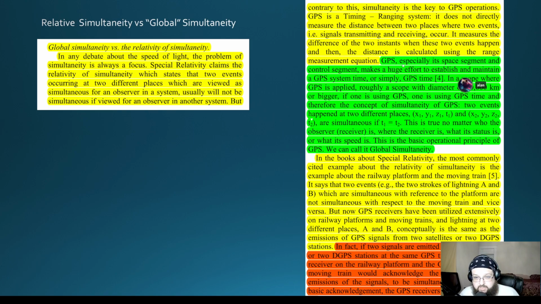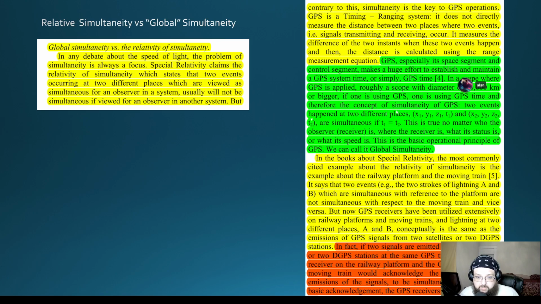GPS, especially its space segment and control segment, make a huge effort to establish and maintain GPS system time, or simply GPS time, in a scope where GPS is applied, roughly a scope with a diameter of 50,000 kilometers or bigger. If one is using GPS, one is using GPS time.